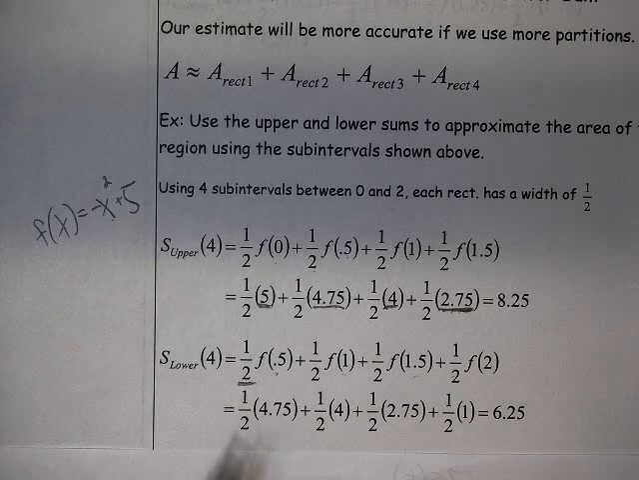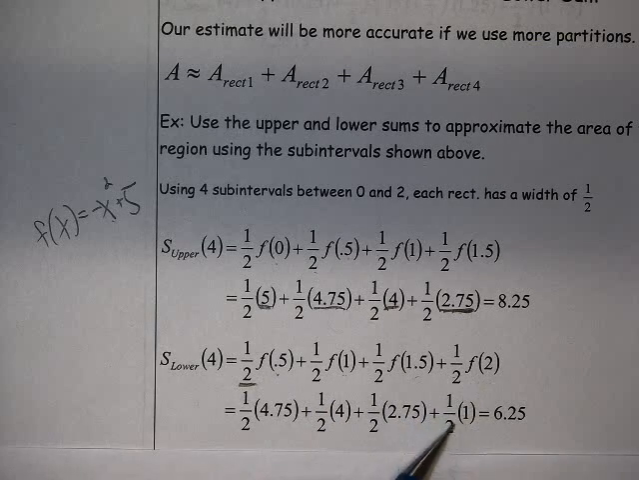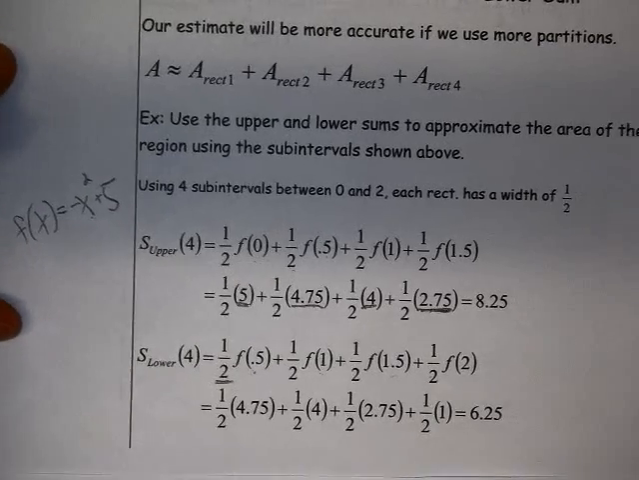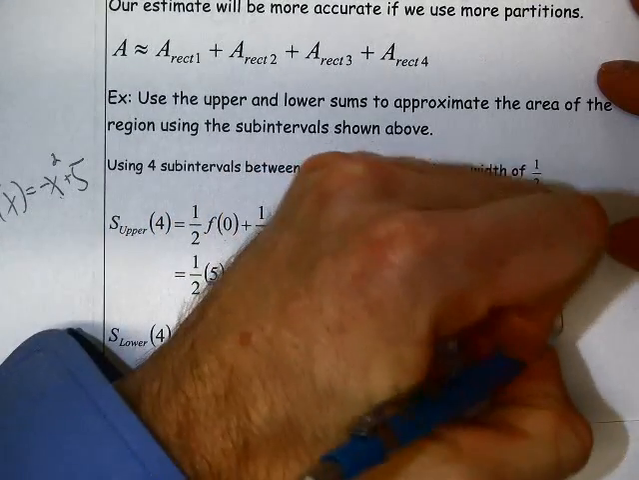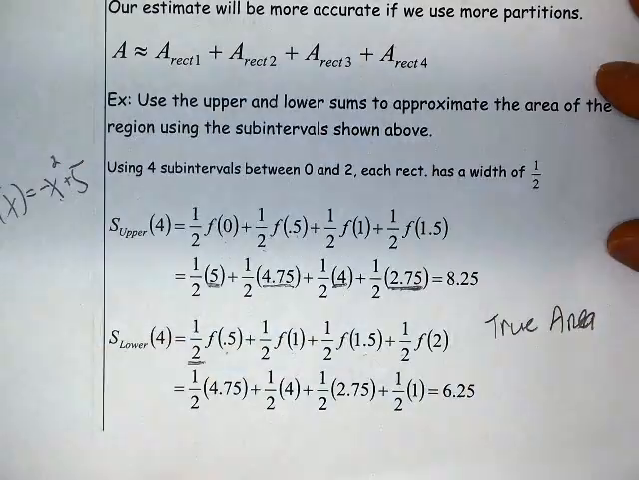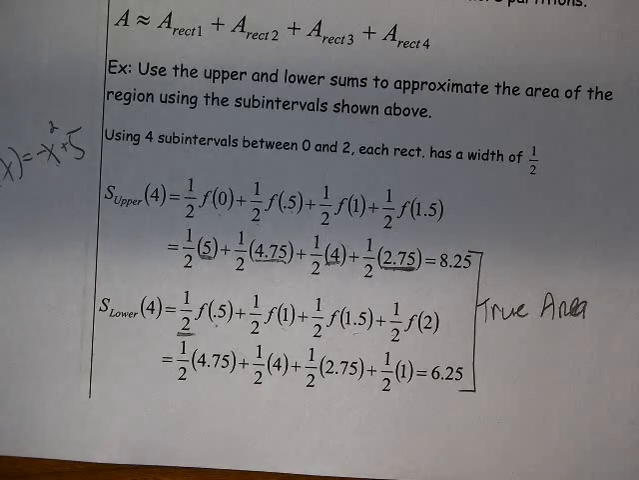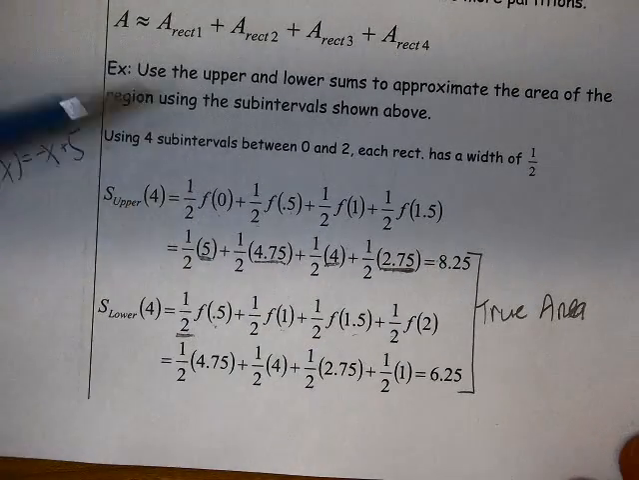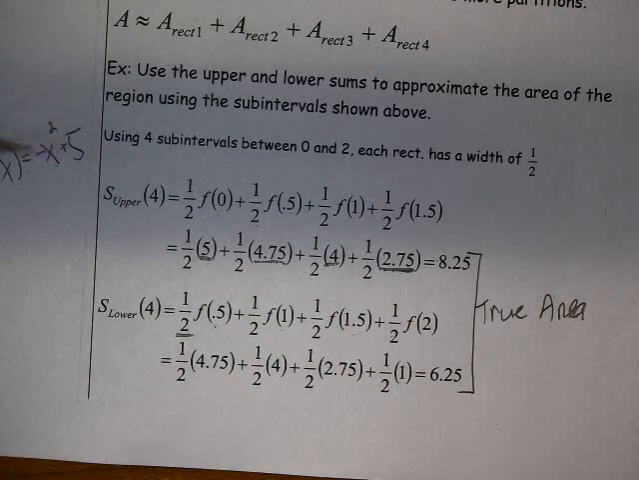And once we do that, we can just, again, calculate f of 0.5, calculate f of 1, calculate f of 1.5, and calculate f of 2, and add those rectangles. So you can see that the upper sum and the lower sum, we know that the true area that we are looking for is somewhere in between 6.25 and 8.25. Here we have an overestimate, here we have an underestimate. So at the very least we have a bracketed range where our true area could be. And again, if we used more partitions, we would get a better estimate, and that would shrink down the range of possibilities that we could have as that true area.